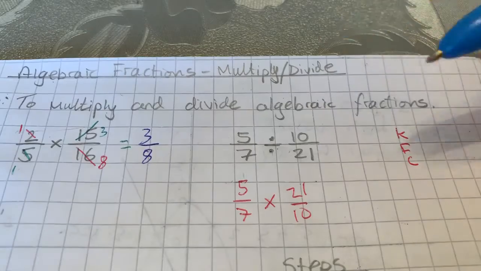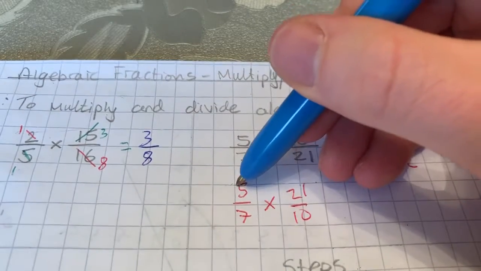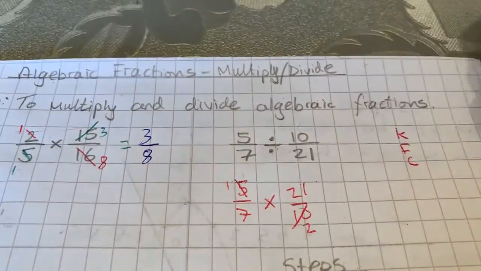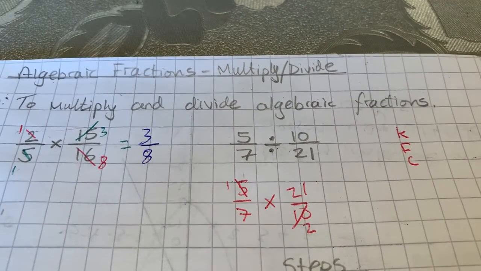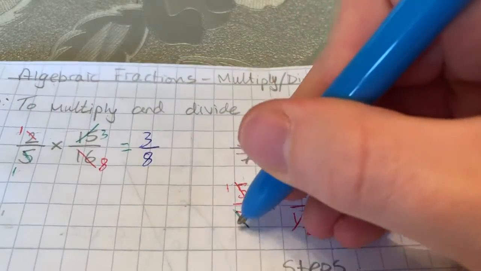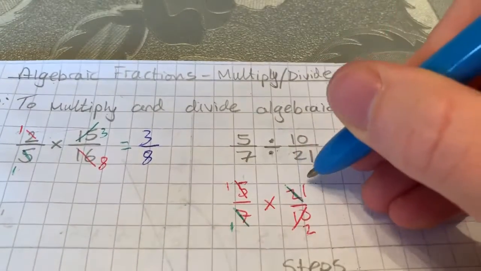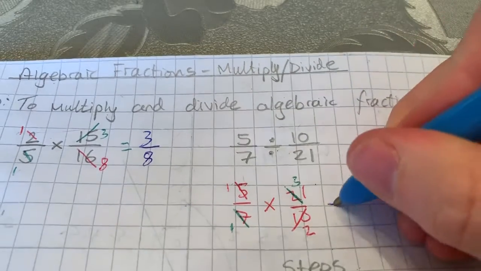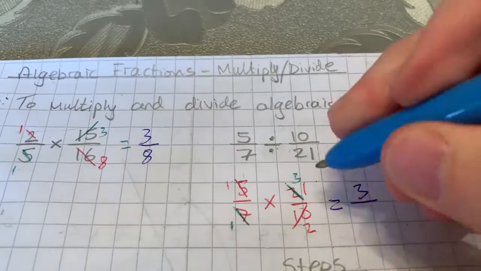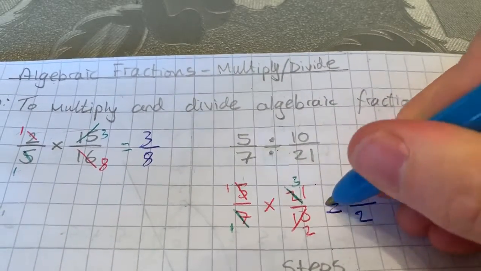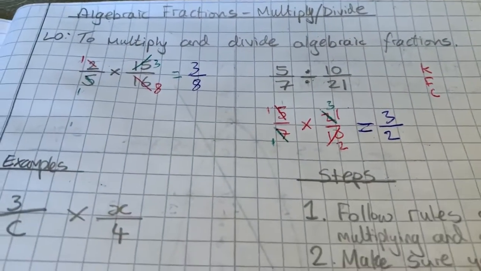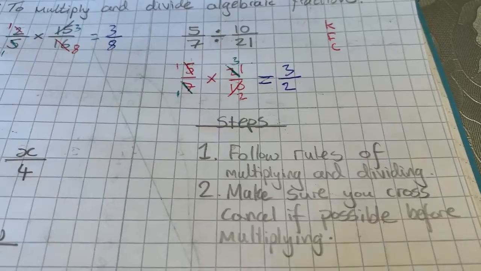Once again, look diagonally, so you cross cancel. That 5 and 10 can cancel, it becomes 1 and 2. And then the 7 and 21, that becomes 1 and this becomes 3. Then you can do this sum now. It should become 1 times 3, which is 3, and 1 times 2, which is 2. So you get 3/2.